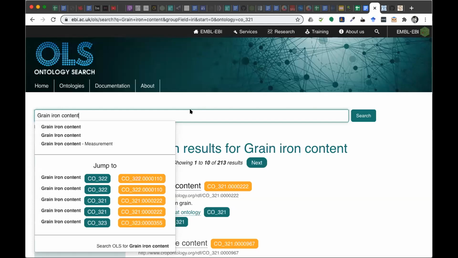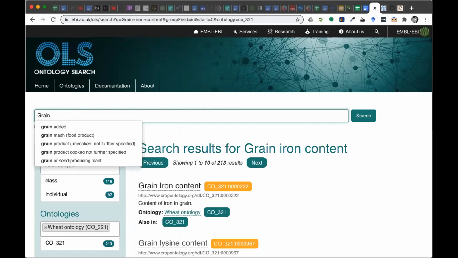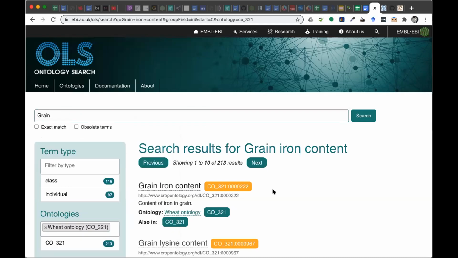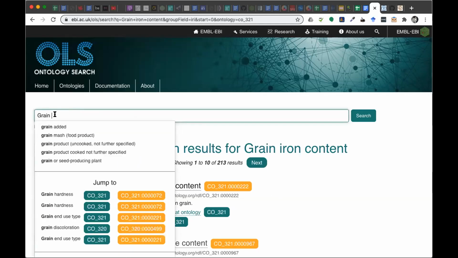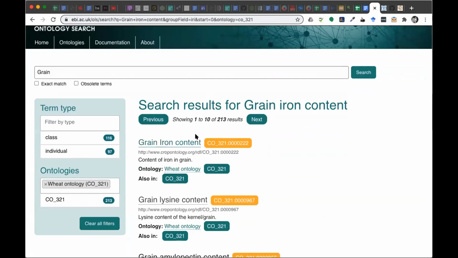So when I look at this, I think, oh, CO 321, that's wheat. CO 322 is maize. Right, so those, the world does not know a thing about that. Yeah, so in our brains. And the other issue is that if you search for grain iron content, you're only getting one back for some reason in the OLS system, and you're not getting anything back in OntoB.